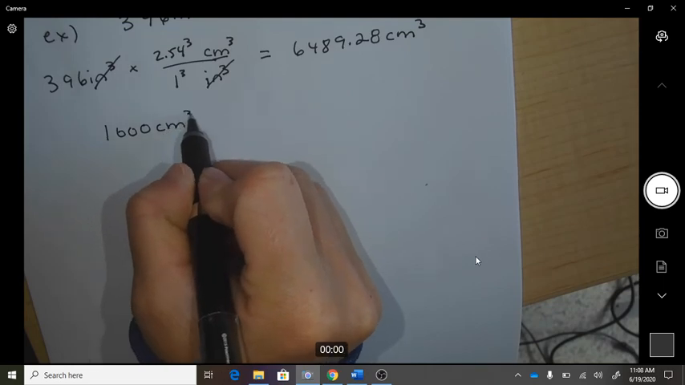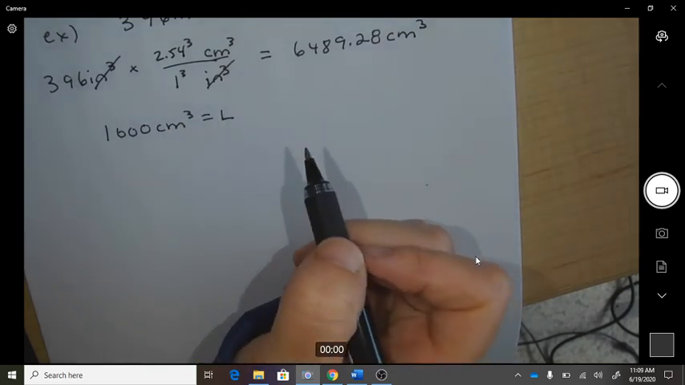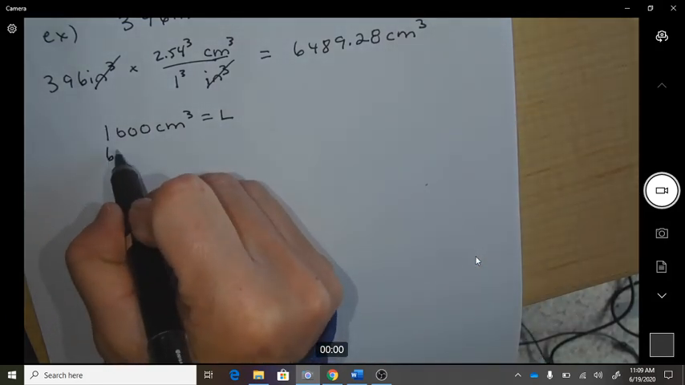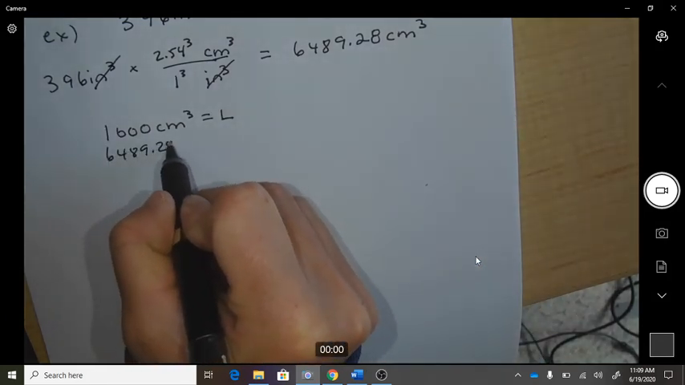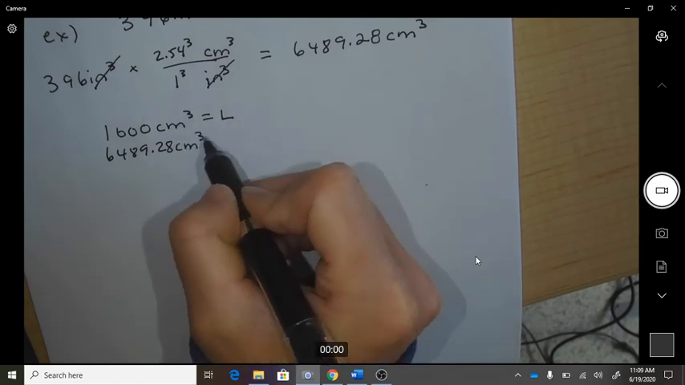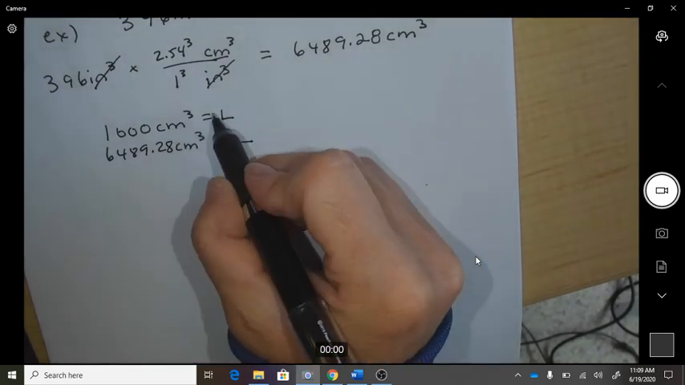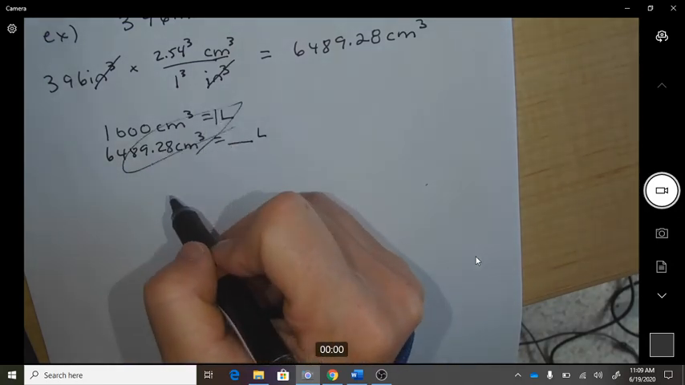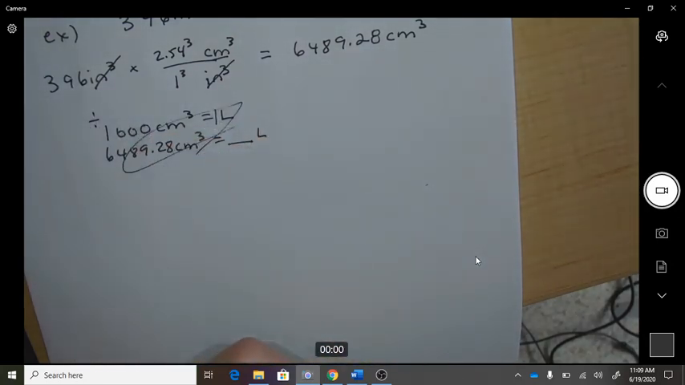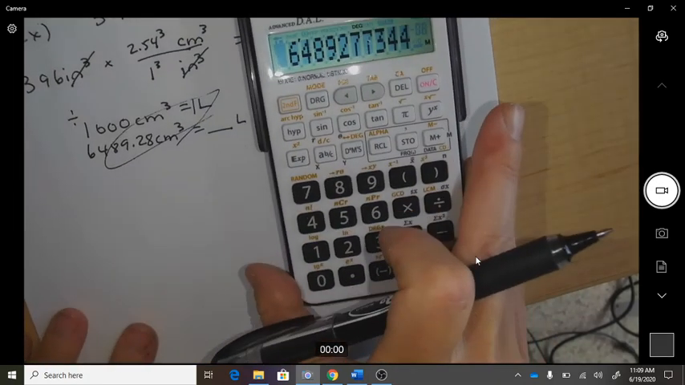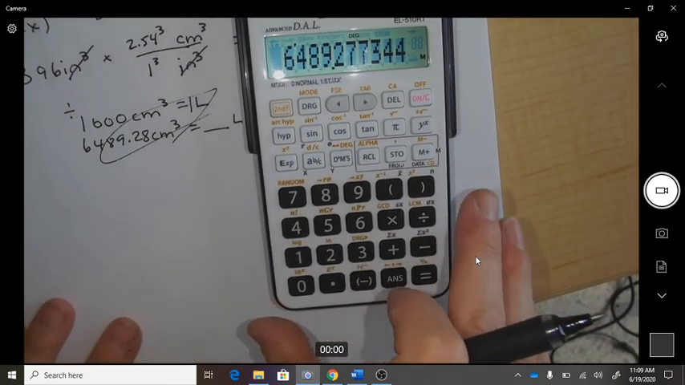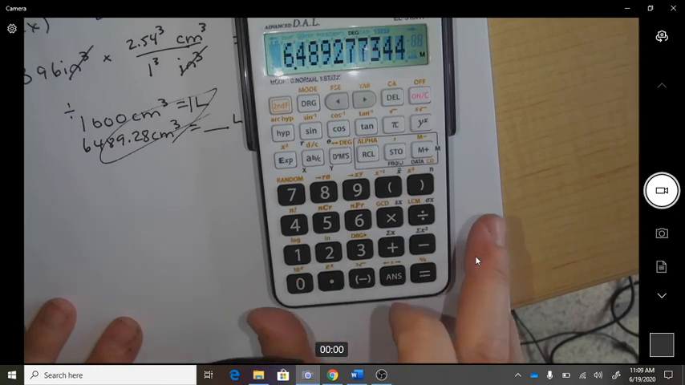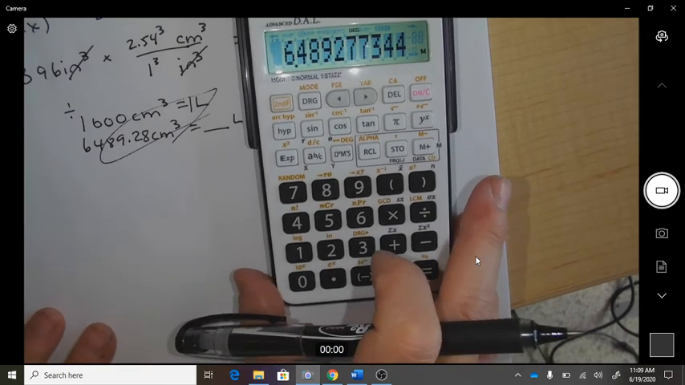And now I know this is a conversion. 1,000 cubic centimeters equals a liter. So I'm going to just cross multiply. So I'm going to put this to line up with cubic centimeters and how many liters. So cross multiply and divide by 1,000. So it's already on there. Times 1 I don't need. Divide by 1,000. And I get 6.489.